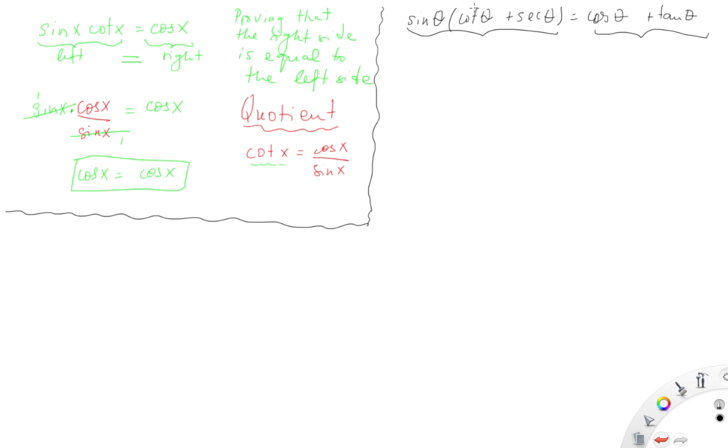I see over here cotangent and secant, so my strategy will be to transform the left side. I'm going to take the left side and try to transform it and make it equal to the right side. I'm going to use some identities to change cotangent and to change secant. Here are the identities I'm going to use. Quotient identity. I know again that cotangent of theta is equal to cosine of theta over sine of theta.